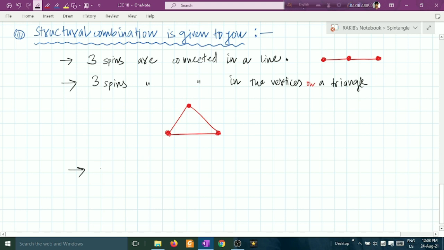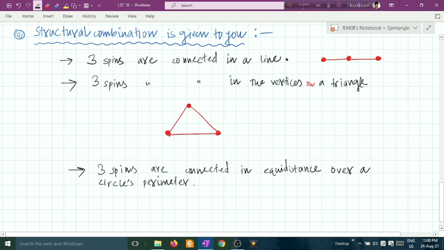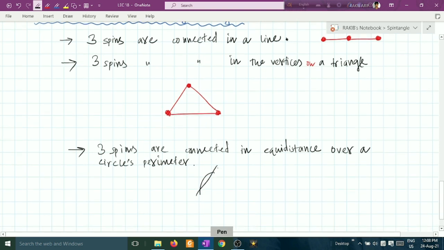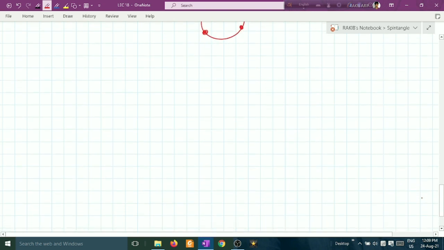Or you could have been given three spins, or any number of spins. Three spins are connected equidistant over a circle's perimeter, like this. I am drawing this. So you have a circle here, and the three spins are like this. These are the three spins. Or you could have been given any kind of structure.